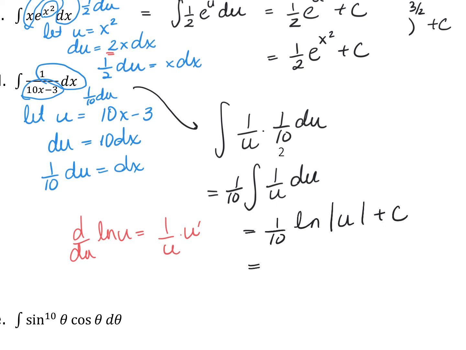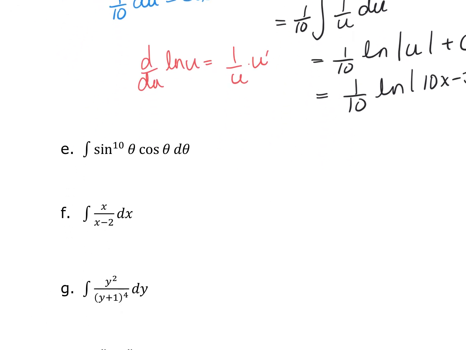Now I have to back substitute, and so I have 1/10 the natural log of the absolute value of 10x minus 3 plus c, and that's my final answer.